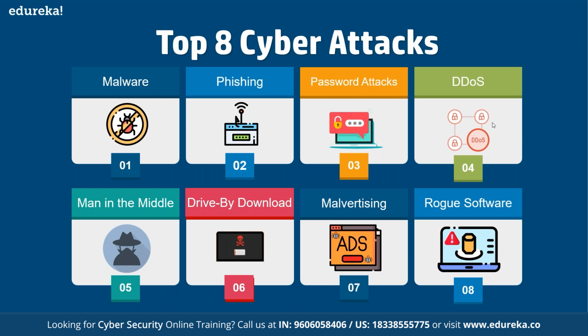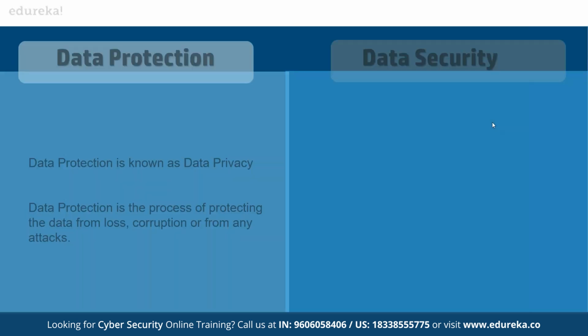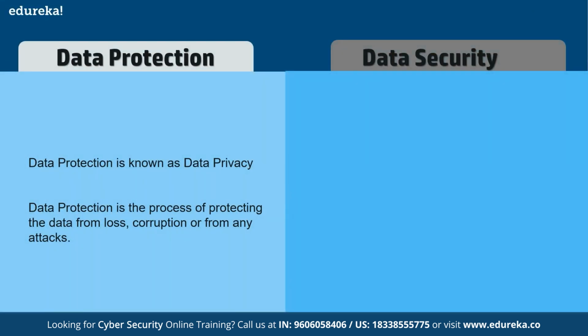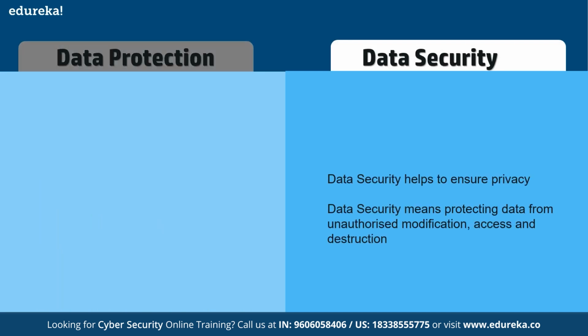Now we are going to discuss data protection and data security. Data protection is also known as data privacy, and it is the process of protecting data from loss, corruption, or any specific attack. Whereas data security is to ensure privacy. Data security means protecting data from unauthorized modification, access, and or distribution as well.